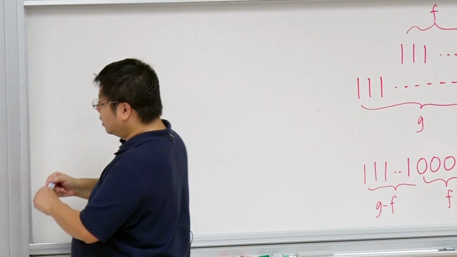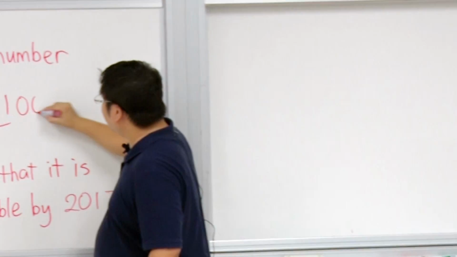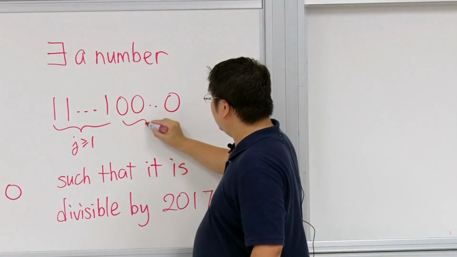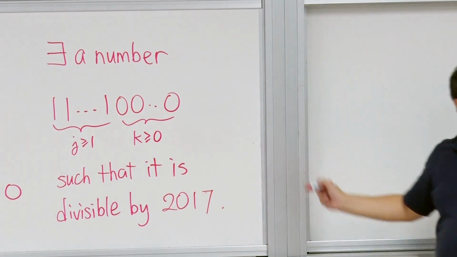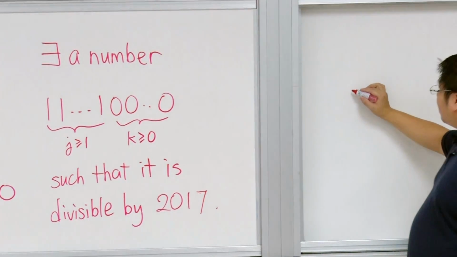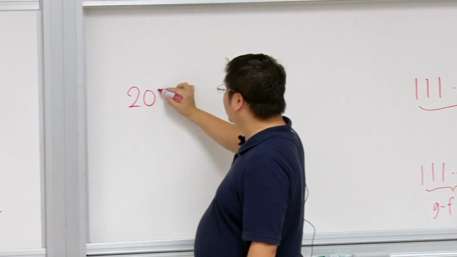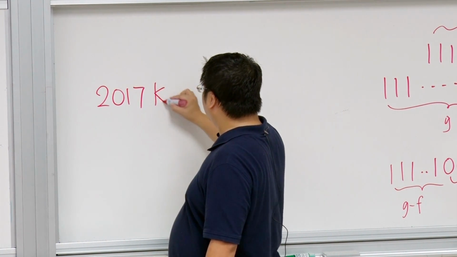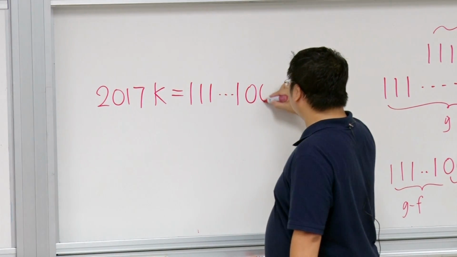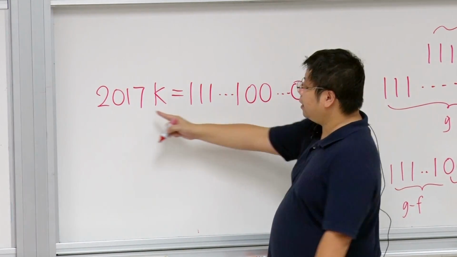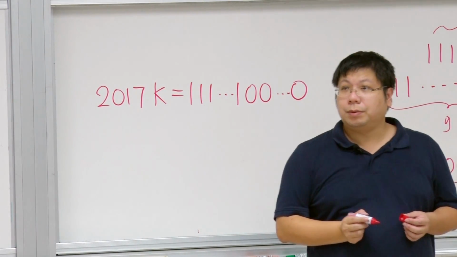So first of all, this is correct, right? This is correct. We use the same technique. That means we can find some number of this form, 1111 and then 000, and it is a multiple of 2017.